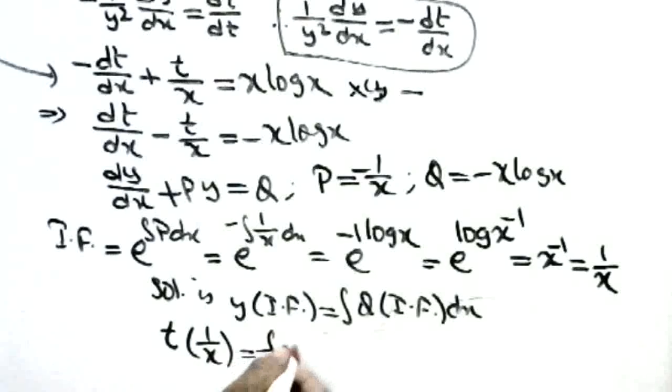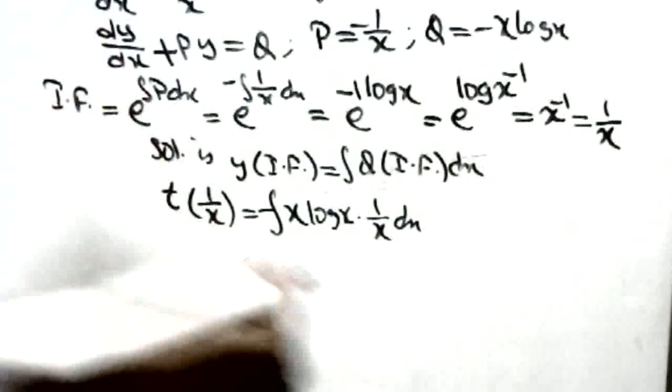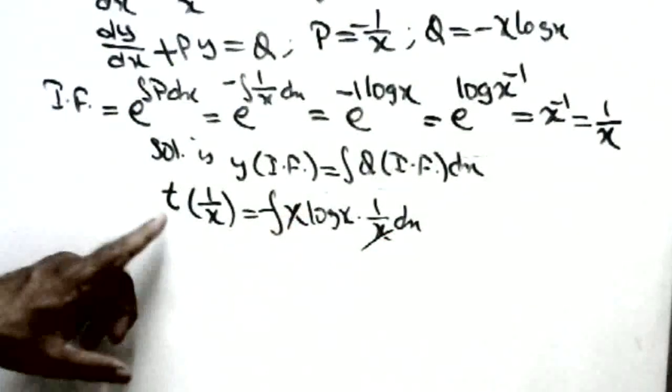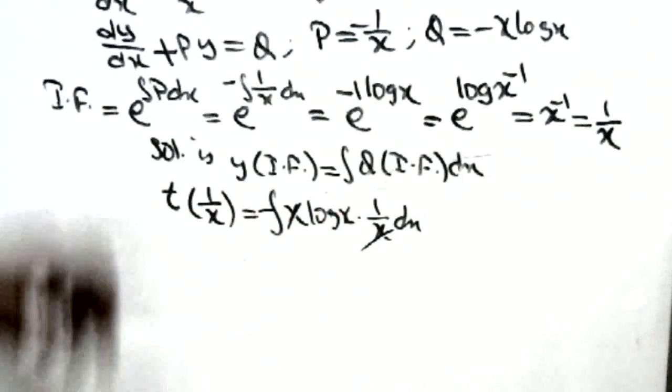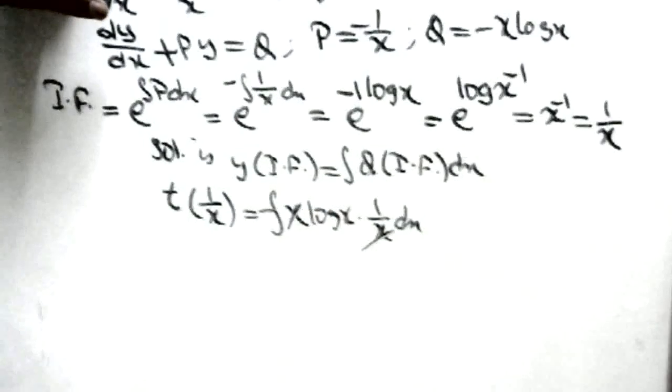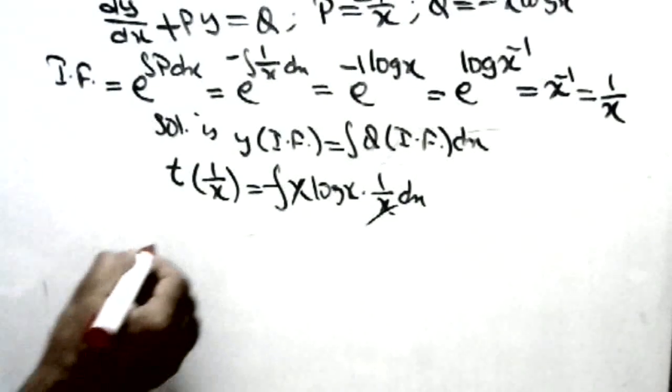Integration of q, we are having q as minus x log x into the integral factor. The integral factor is 1 by x dx. Now one or two steps are left. Now you cancel this x and 1 by x and replace t with the initial value. In the initial step we kept, here you see, the value of t is 1 by y.